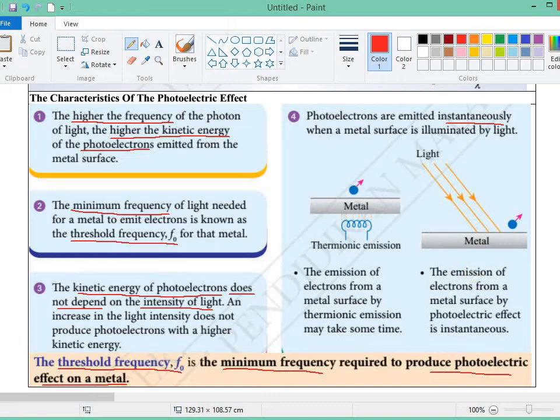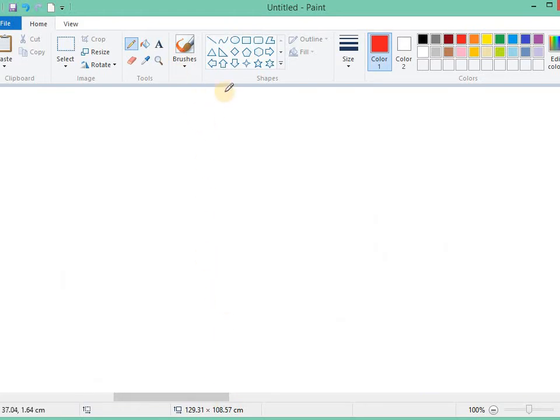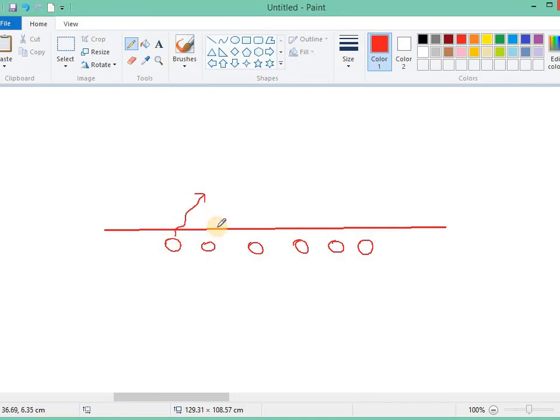Okay, so to summarize a bit, it is actually like this. So this is the metal surface. The metal surface has electrons. When the electron gets enough energy, it will be able to escape and become a photoelectron. So let's say there is light. When the light shines, the energy of light is transferred in the form of photons.